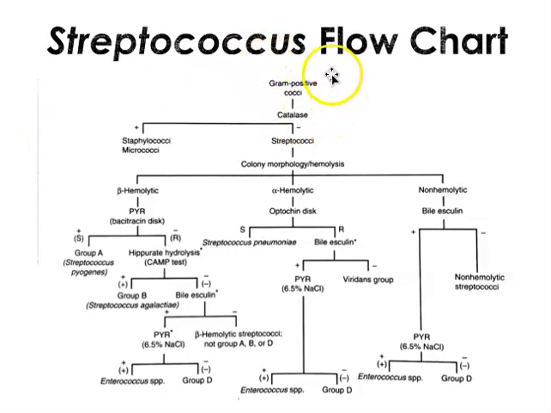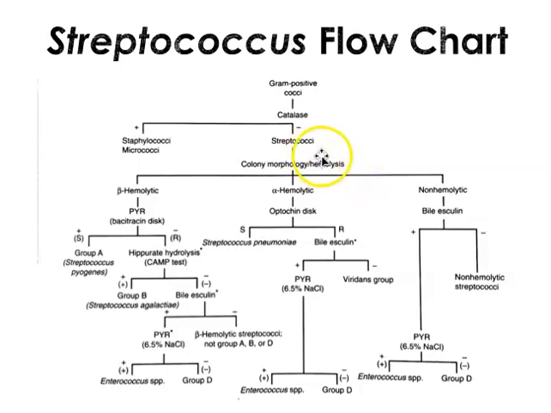So again, we're dealing with gram-positive cocci. All of the streps are gram-positive cocci, and then the next test that we do is the catalase. So remember, the staphs and the micrococci are the organisms that would be catalase positive. We've already been through those, so we're on the other side now with the streptococci, which are catalase negative. And then just like with the flowchart in Unit 1, you kind of go from there.